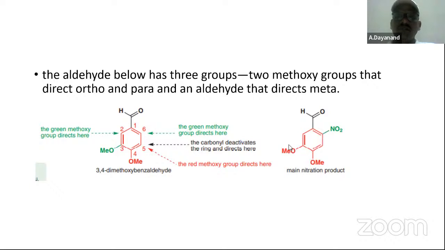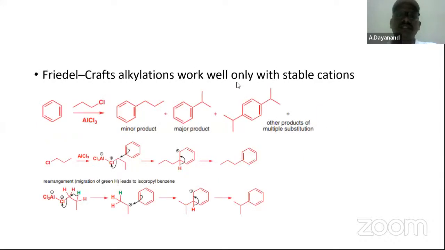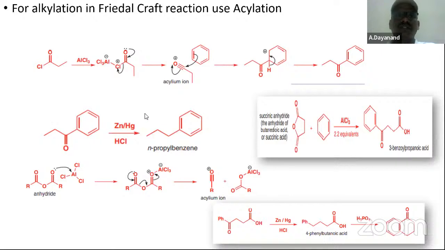Why? Because there are two activating groups and one deactivating group, so it is going to attack at this position. Friedel-Crafts alkylation works well only with stable cations. If there are no stable cations, it is not going to work. That is about alkylation.